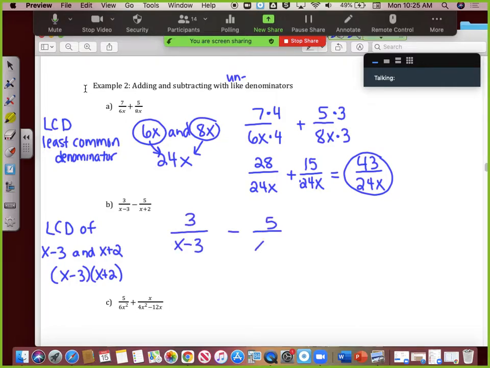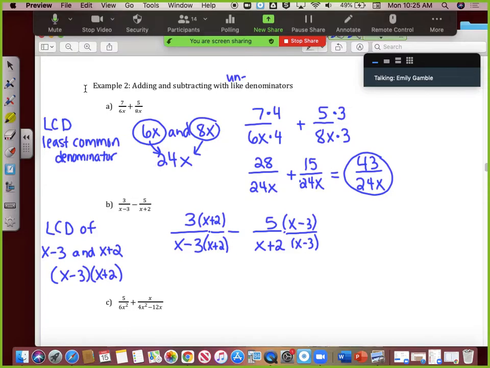So what that means is I have to take this original problem, 3 over x minus 3 and 5 over x plus 2, and I basically have to multiply this fraction all by x plus 2. And I take this fraction and multiply everything by x minus 3. And I do that because when I multiply the same thing on the top and the bottom, it doesn't change the value because x plus 2 over x plus 2 still equals 1. But I'm doing that so that I can eventually subtract these two things together.